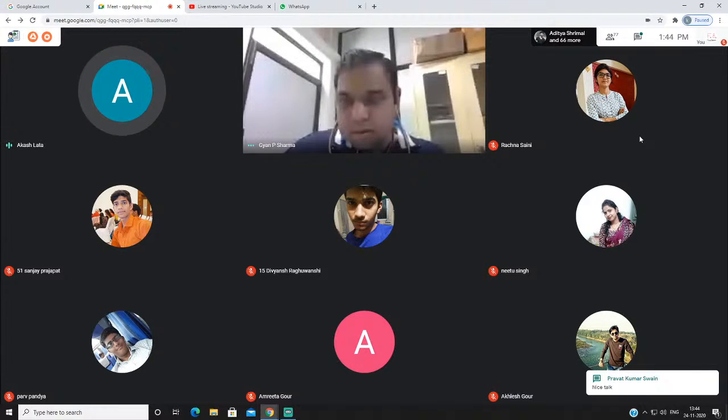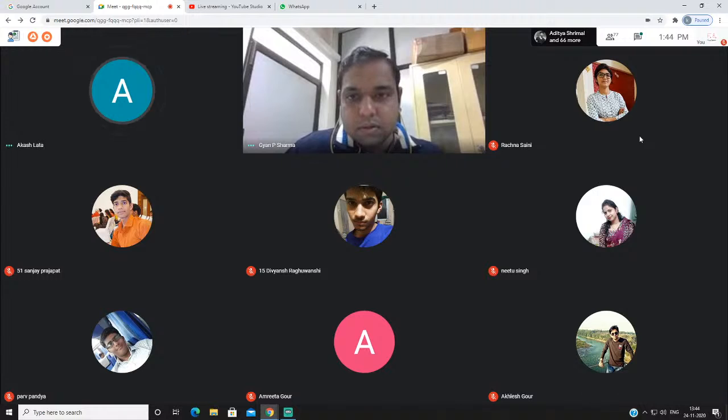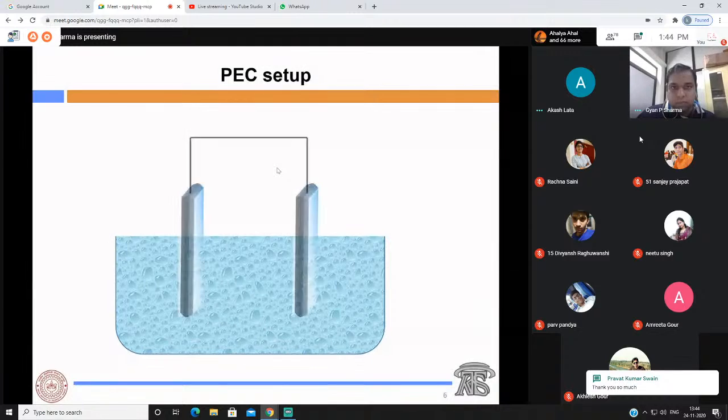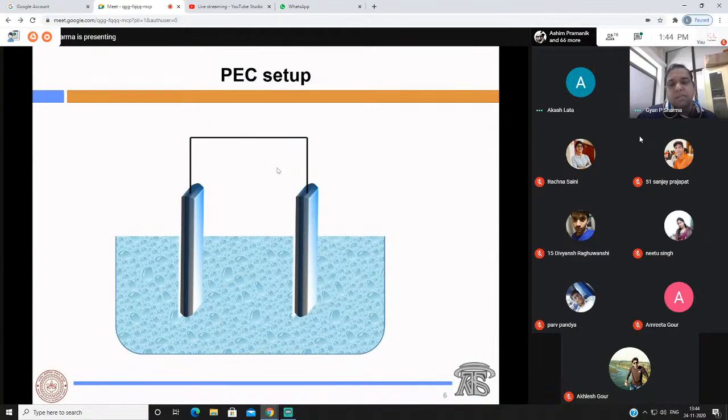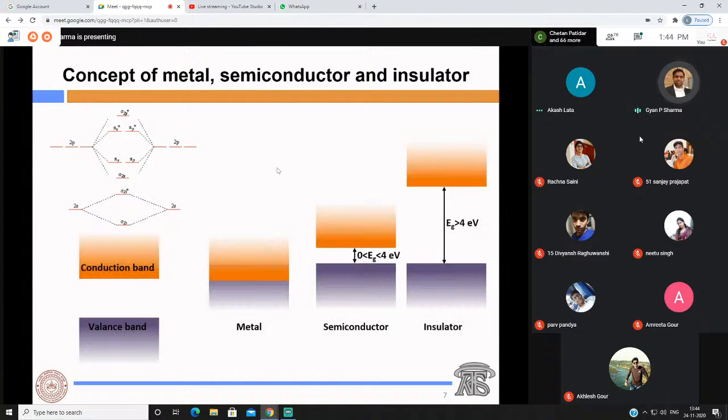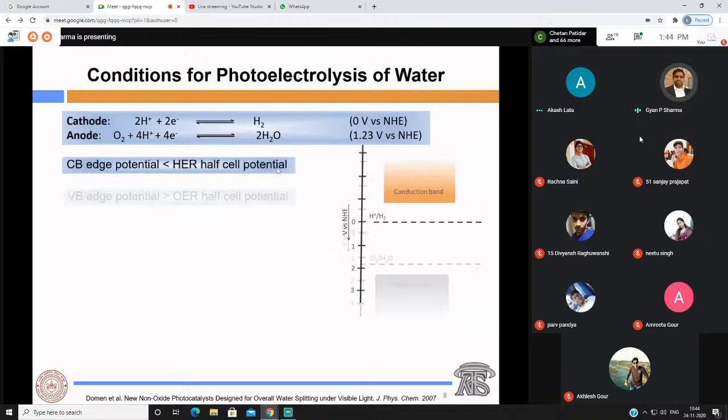Okay, I ask the question, sir. Here, are both the electrodes of the same material or of different material? So this may be of the same material, this may be of different material. How is it governed? Whether it is the same material or different material, I'll come to this slide.